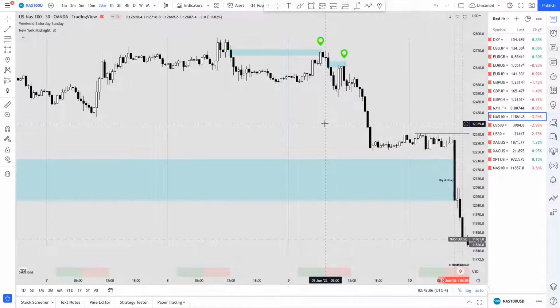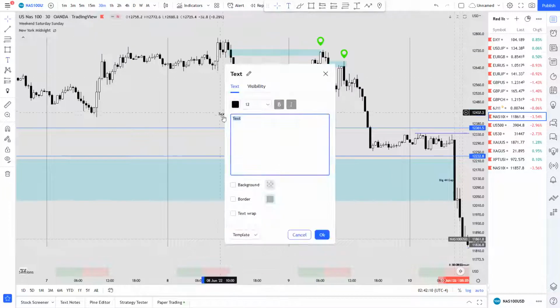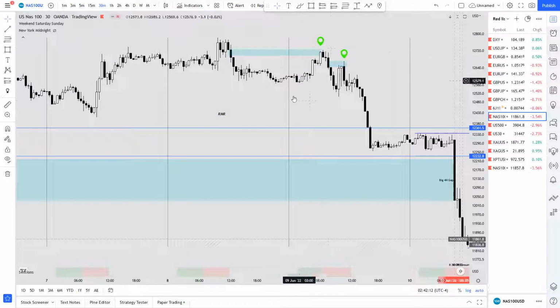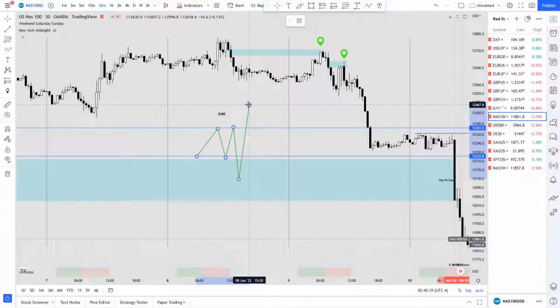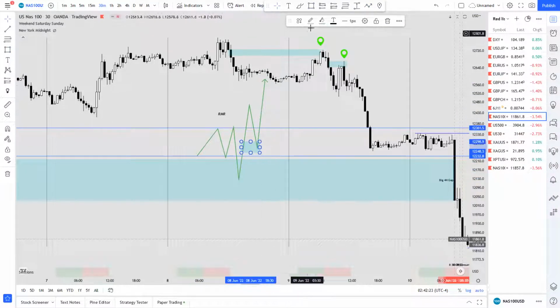As always, the pattern that we're going to be backtesting is the RMR pattern. To recap, what I mean by RMR is when there's a range, we look for a raid first, we look for a shift after the raid, and then a return into a specific area. So a gap, an order block, the fib 50% discount level, etc.